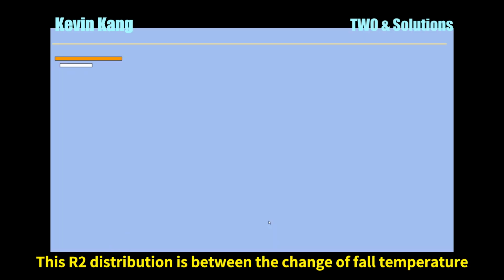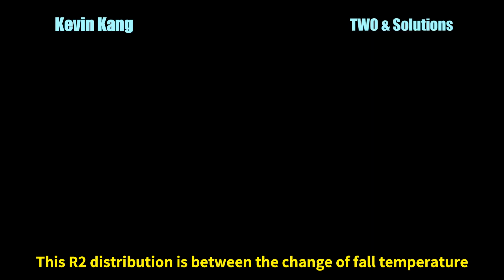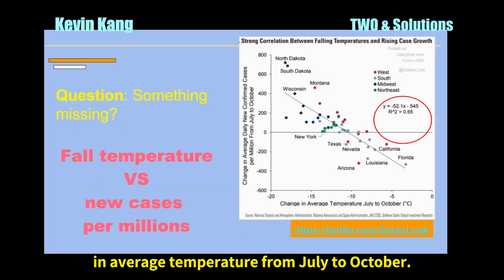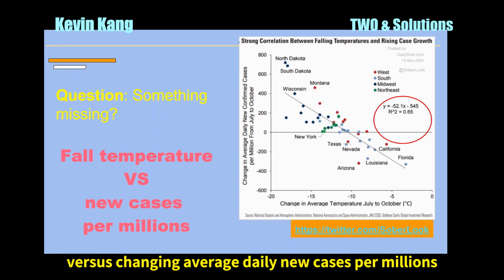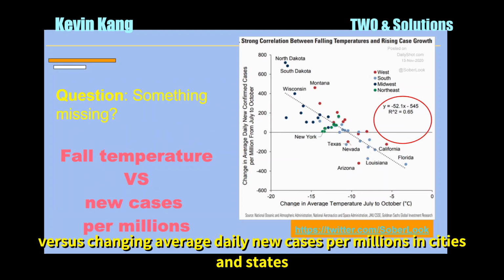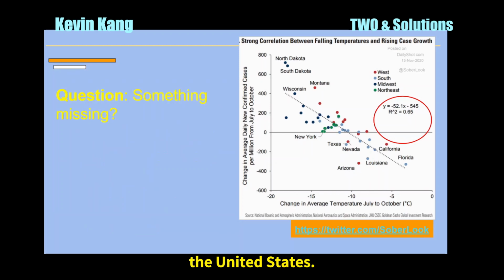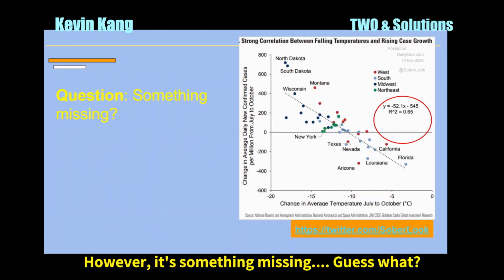This R-square distribution is between the change in average temperature from July to October versus the change in average daily new cases per million in the largest city in the United States. However, is something missing?